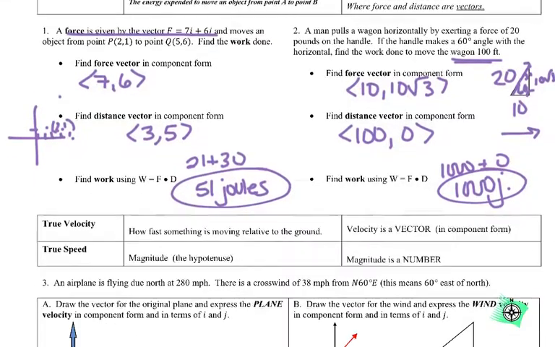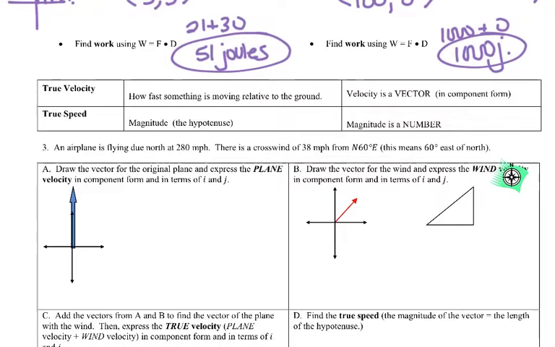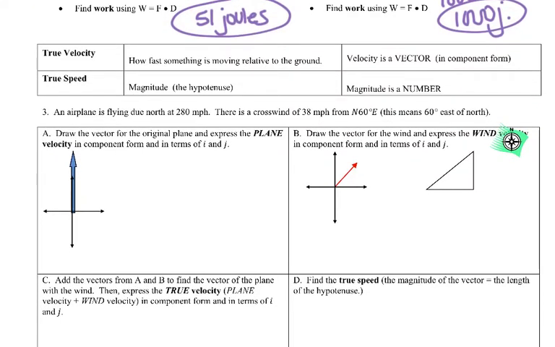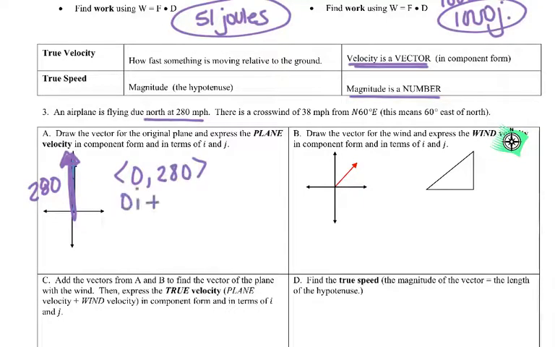Then we're going to do some airplane questions where we're talking about velocity and speed, and it gets a little confusing. I just remember velocity is a vector and the magnitude is that number of the hypotenuse, right? So an airplane is flying due north at 280. So this is a vector that's talking about the original plane. If it's going north at 280 miles per hour, speed is the magnitude. So this would be 0, 280. Or it says in terms of i and j, so 0i plus 280j.